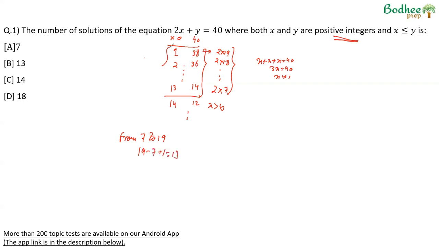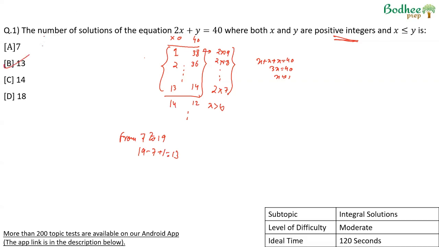Or we can look at x. X goes from 1 to 13. Therefore, the number of solutions possible are 13. I think because of the numbers, it is an easy to moderate question, and 2 minutes should be good enough to answer this question.